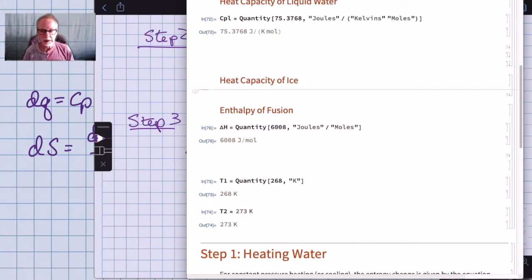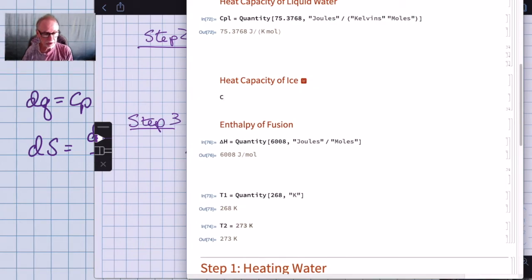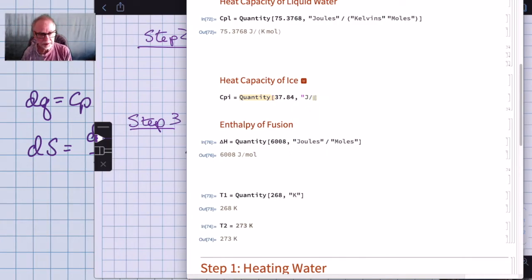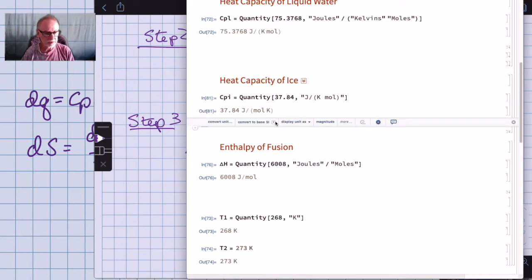So again, what I'm going to do is type up the heat capacity of ice because I've looked it up. I'm going to call it CPI, my heat capacity of ice. I'm going to use the quantity again, and it's 37.84 joules per Kelvin per mole. This time I'm just going to use the shorthand way, joules per Kelvin mole. Put everything in the same quotation marks, close bracket, shift enter. There's my value.